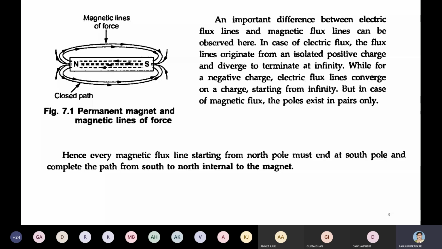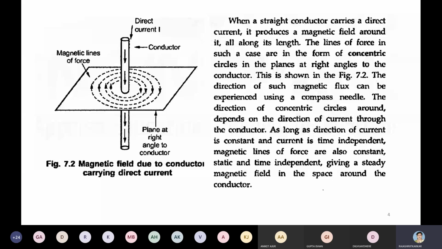Now this again shows the direction of magnetic flux lines which are created in a conductor. We are considering a straight conductor which is carrying a current. It produces a magnetic field around the conductor. So there are concentric flux lines created on the surface, and we call these flux lines. The direction of current is constant, so the magnetic flux is also going to be constant.